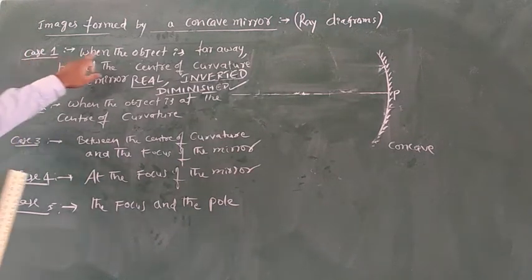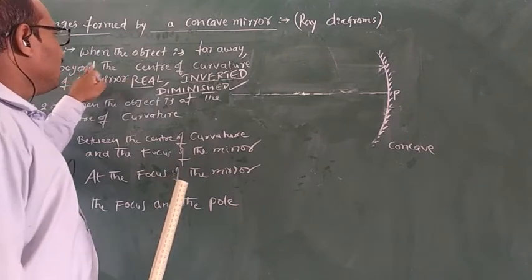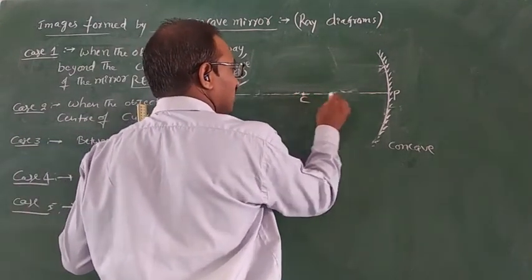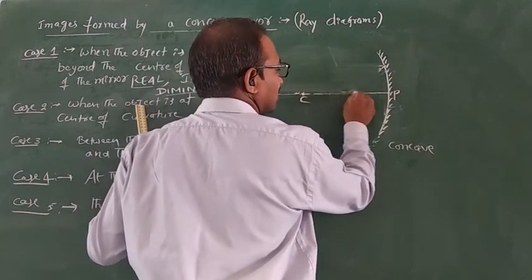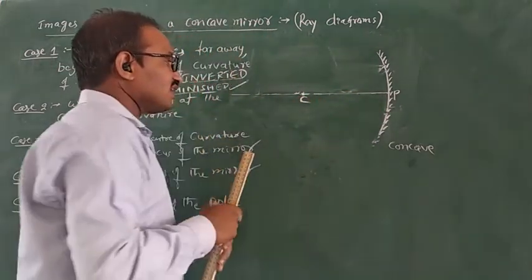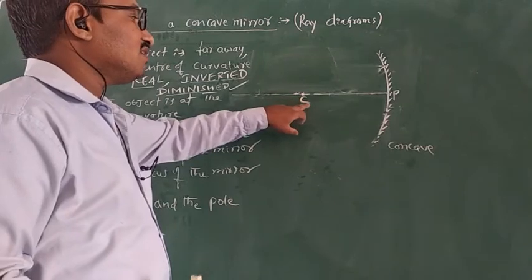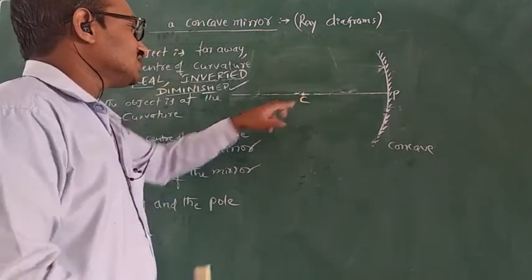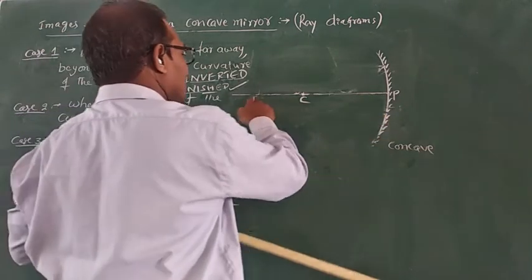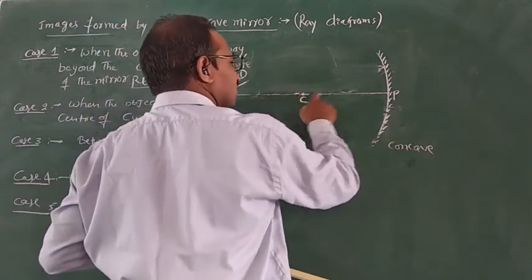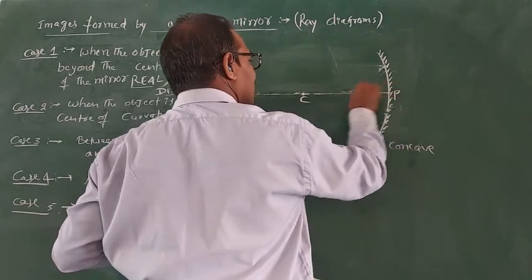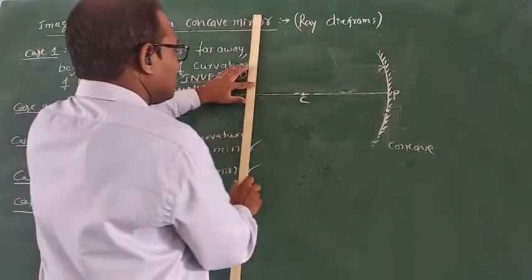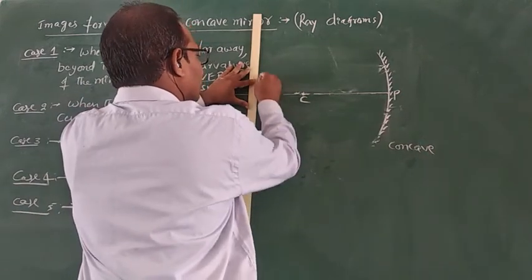In the first case, the object is far away, beyond the center of curvature. Center of curvature means the center point of the sphere of which the given mirror is a part. If you join the line between this center of curvature and the pole, you will get the principal axis. Right now I am taking the object here, beyond the center of curvature.